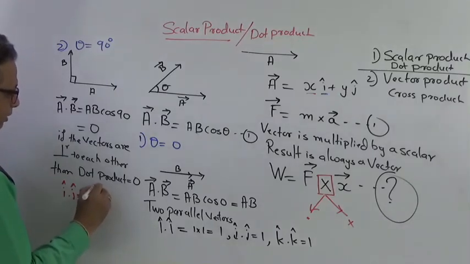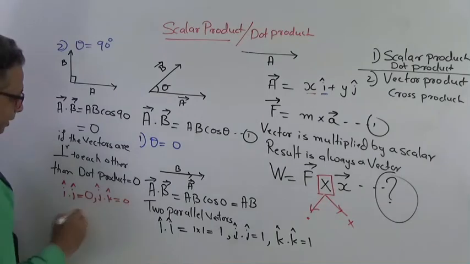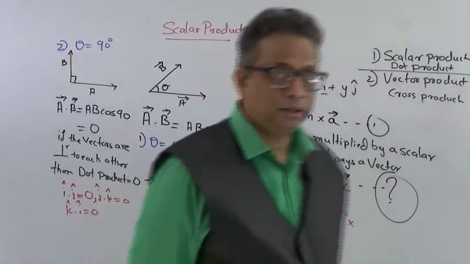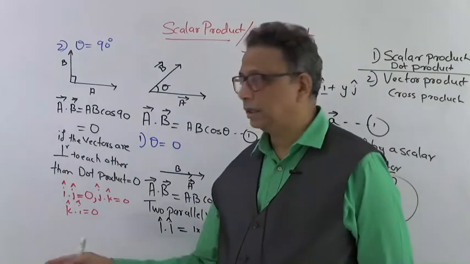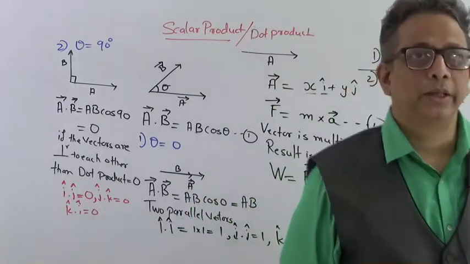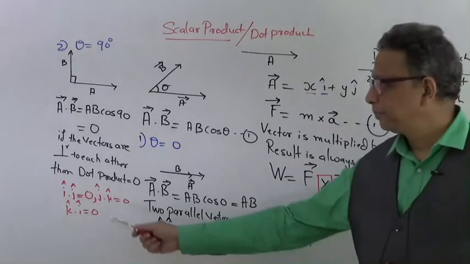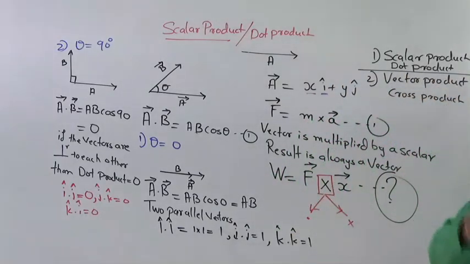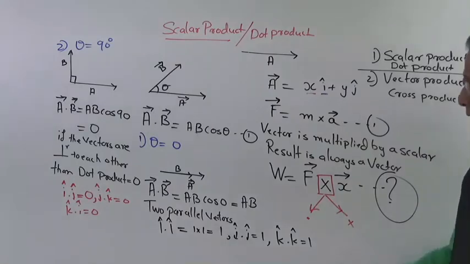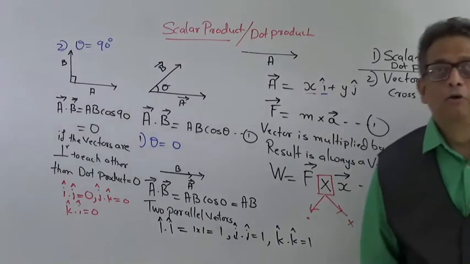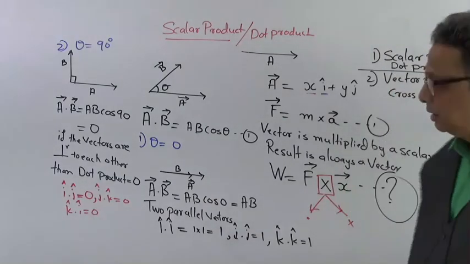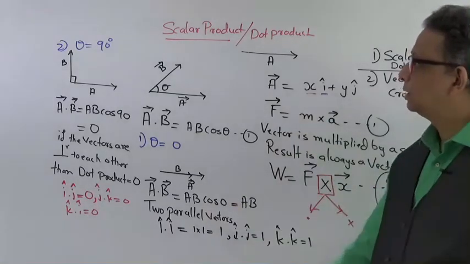Similarly, j cap dot k cap will be 0 and k cap dot i cap will also be 0, because all of them are perpendicular to each other. We are going to make use of this in our next example, but for right now, please try to understand that the dot product of two vectors which are parallel to each other will always be 1, and the dot product of two vectors which are perpendicular to each other will always be 0. Is this clear? So this is about the scalar product.